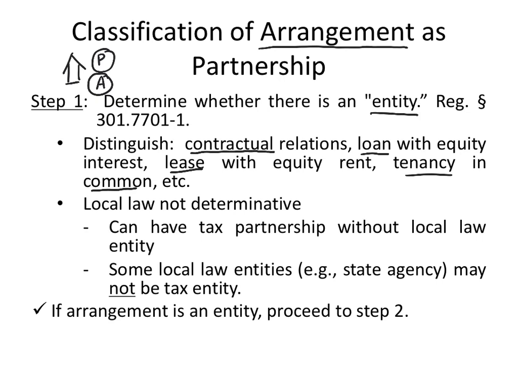But if it's a partnership, if it's an entity, it might be taxed as a partnership, and that might have differences. Okay? And we'll talk about those later on. But the key right now is, would it rise to the level of entity so that it could be potentially taxed as a partnership? So local law is not determinative. You can have a tax partnership without a local law entity. That's what I'm trying to stress. And some local law entities may not be a tax entity. An example is a state agency. But really focus on this one.